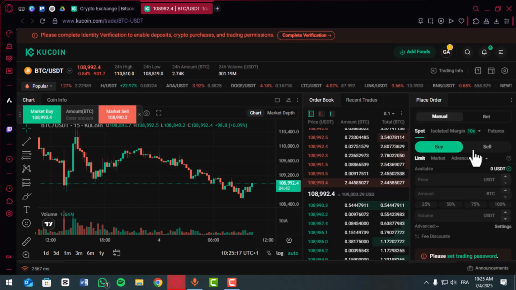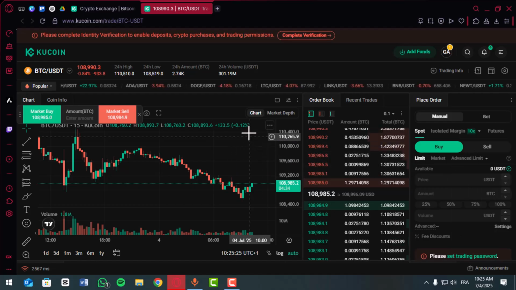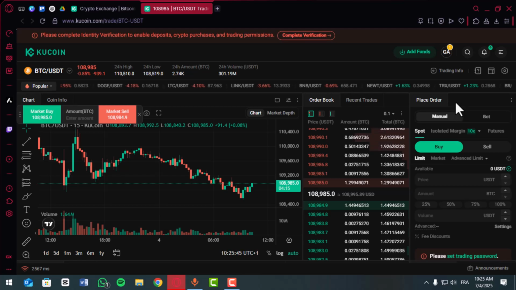Your order will execute immediately if market, or wait to fill if limit. You can view your active and past orders under the Orders tab. It will pop up on here once you buy or sell a certain amount. And that's how you trade crypto on KuCoin. Fast, flexible, and full of features for every level of trader.